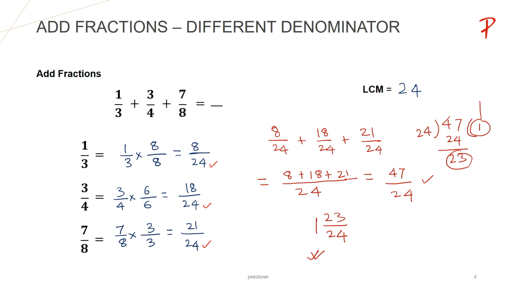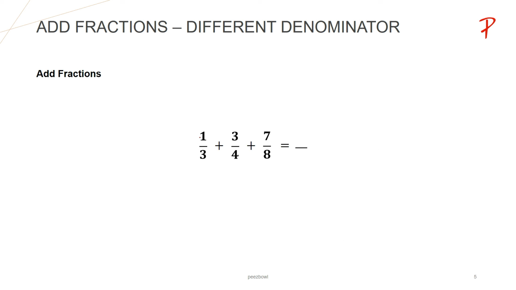Here 1 is the quotient and 23 is the remainder, and this is how we write a mixed fraction. 47 upon 24 is equal to 1 and 23 upon 24, where 1 is the whole number and 23 upon 24 is the fraction. So you have seen that 1 upon 3 plus 3 upon 4 plus 7 upon 8 is equal to 1 and 23 upon 24. This is the answer.